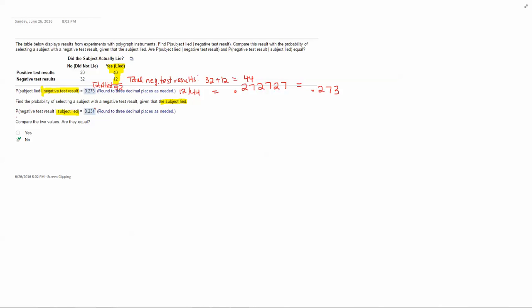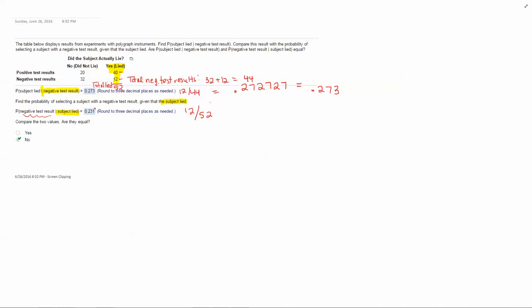So now find the probability that given that the person lied, so that's 52 people, the test result was negative. In that particular column, the 40 people are in the positive test result row, and 12 people are in the negative test result row. So the probability that we get a negative test result, given that the subject lied, is 12 out of 52.